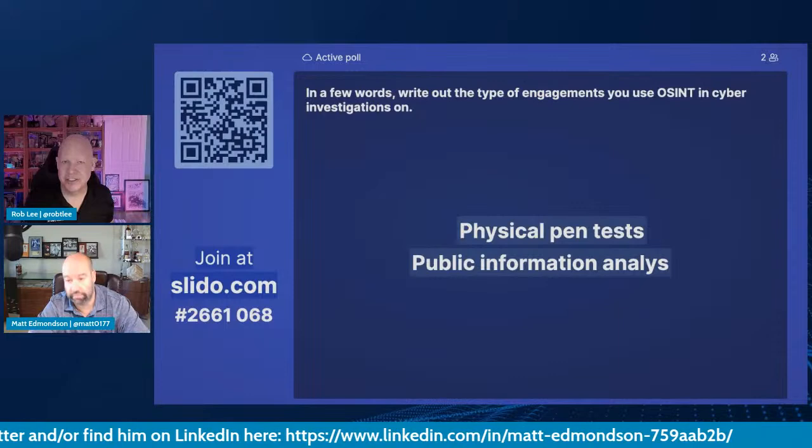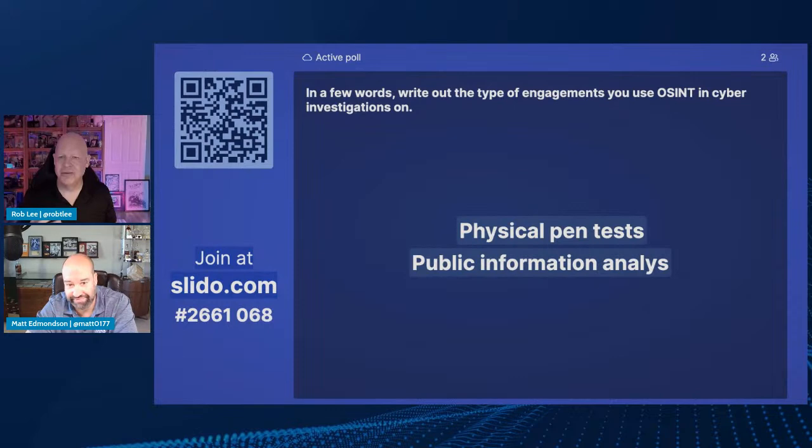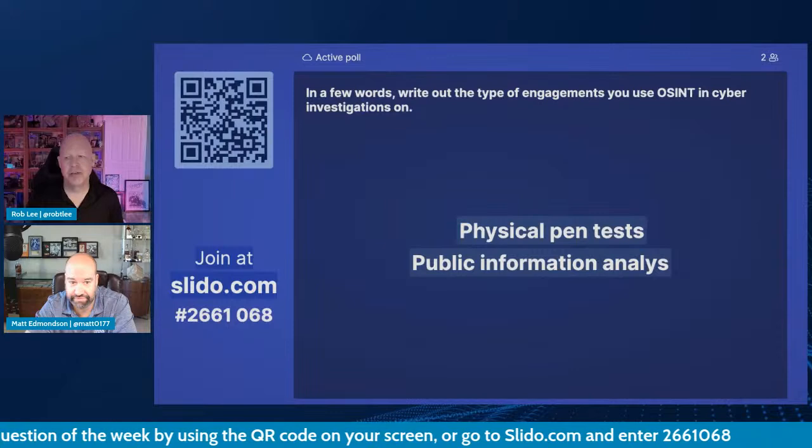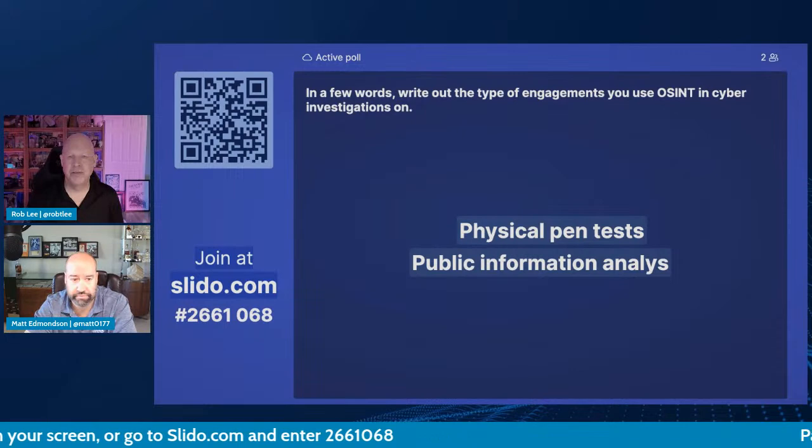So we're going to go ahead and throw up our second poll, because what you were just talking about is directly tied to this. You just mentioned penetration testing, offensive operations, and cyber investigations. So for the audience, in a few words, write out the types of engagements you use OSINT for currently. It could be pen testing, you name it. I was kind of curious where this stands.